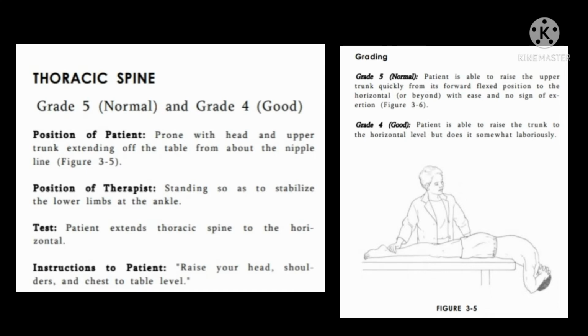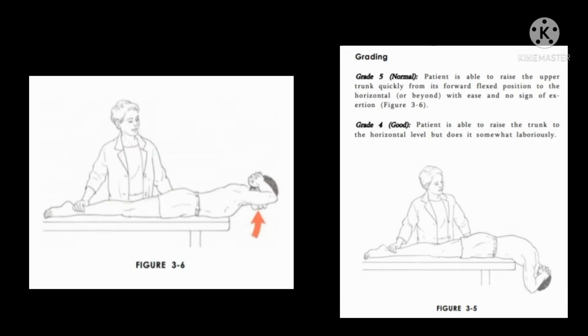Grade 5. Patient is able to raise the upper trunk quickly from its forward flexed position to the horizontal. Grade 4. Patient is able to raise the trunk to the horizontal level but with some effort.